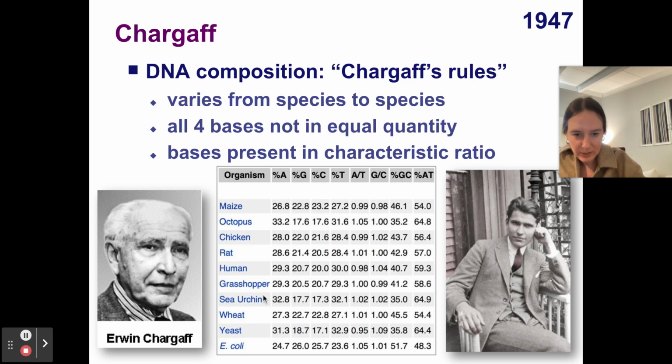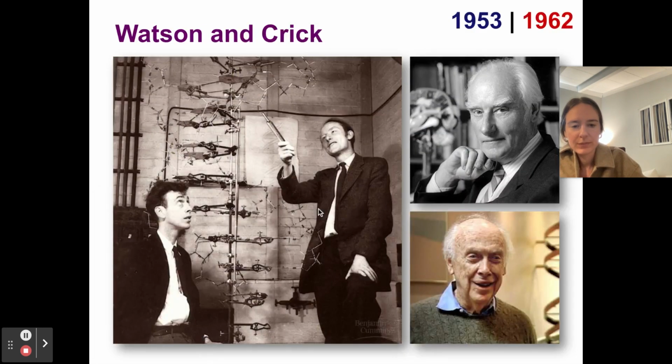So you can keep looking here. Here's a human. You can see 30 and 30, 20 and 20. Grasshopper, 29 and 29, 20 and 20. So this interesting pattern that we're finding: all species have different amounts of G's and C's, T's and A's, but they all have the same ratios of A's to T's versus C's to G's, right? Equal ratios of A and T, equal ratios of G and C. All right, so we'll keep that for a moment.